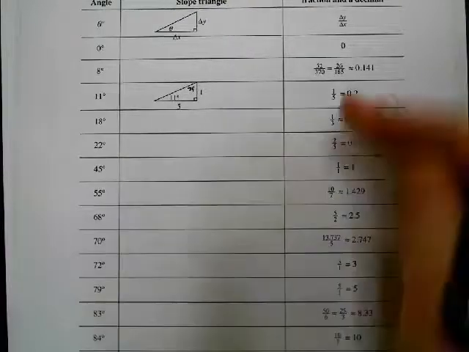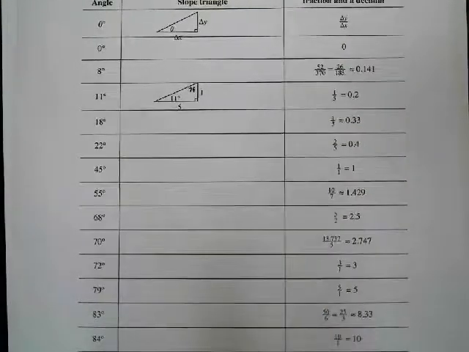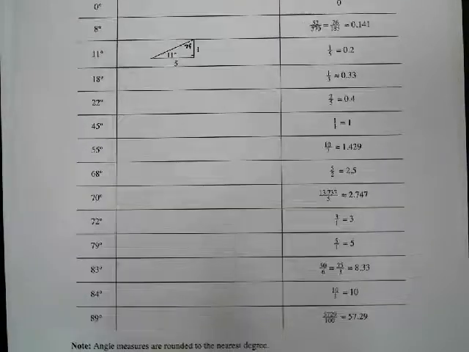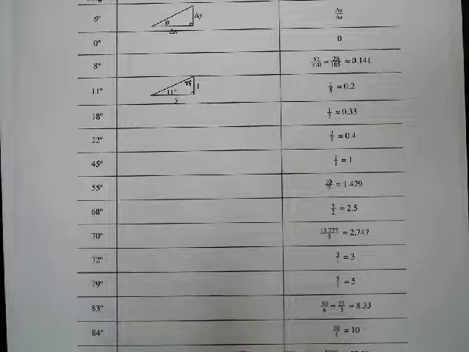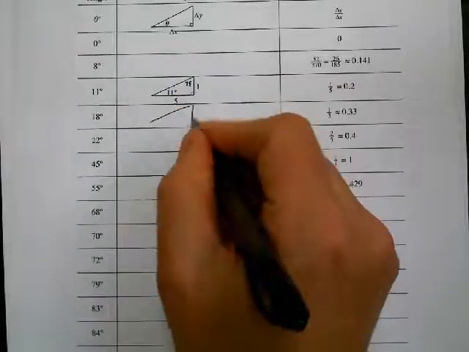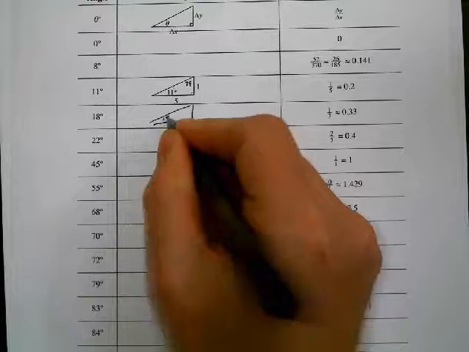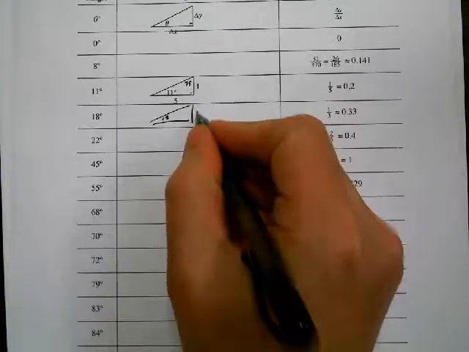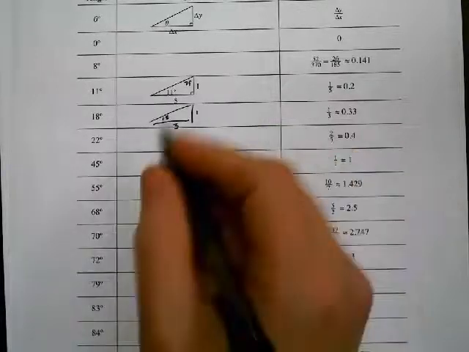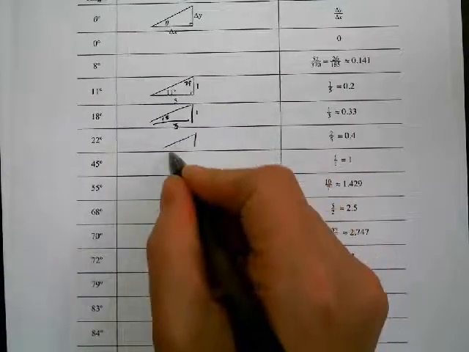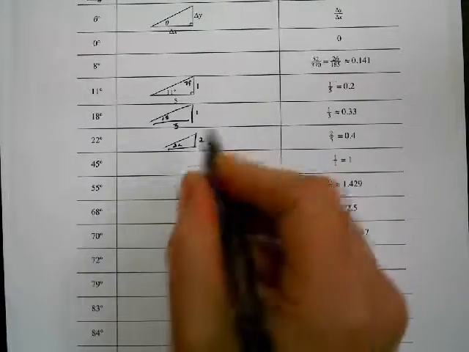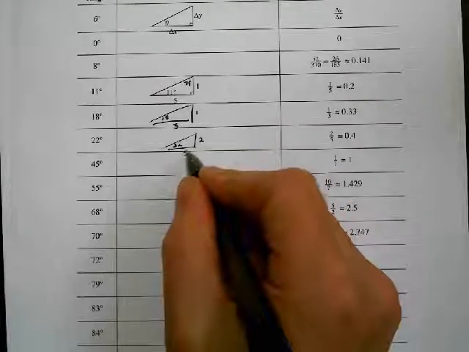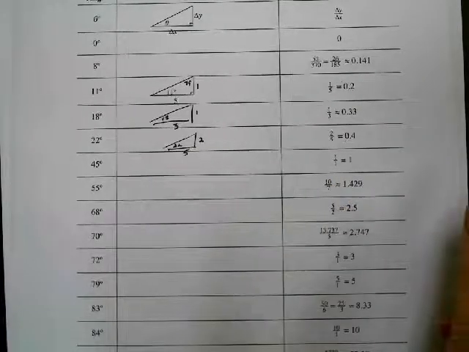Okay, so we've got all these different things that we've messed with in previous lessons, and they're all here on this trig table graphic organizer. So a slope triangle of 18 degrees is 1/3. So this would be 1, this would be 3. Then 22 degrees: the change in y would be 2, the change in x would be 5. And that was from the first lesson too. So these were all from the first lesson.